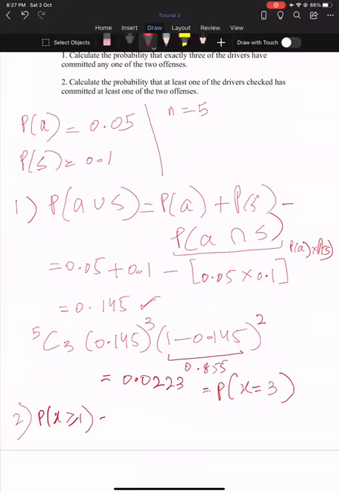So for this we can just go 1 minus x is less than 1, which means x is 0. So the people that have been checked, none of them has committed any offense. So that's 1 minus 5c0 into (1 minus 0.145), which is again 0.855 to the power 5. And we'll get the value 0.543 for this.